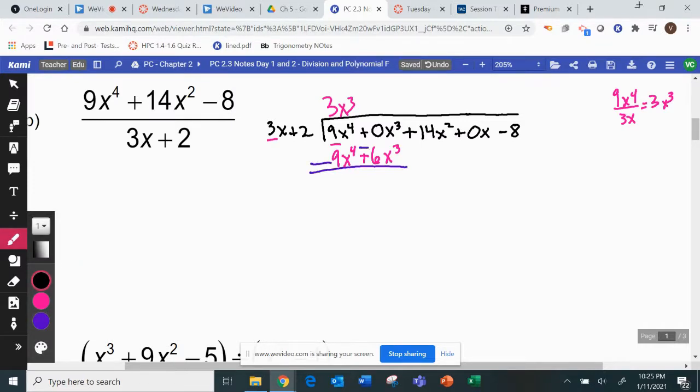I add those together. These cancel out, and I get negative 6x to the third. Then we bring it on down, and we bring it on back to the beginning and start over. 3x goes into negative 6x to the third. So negative 6x to the third divided by 3x gives us a negative 2x to the second.